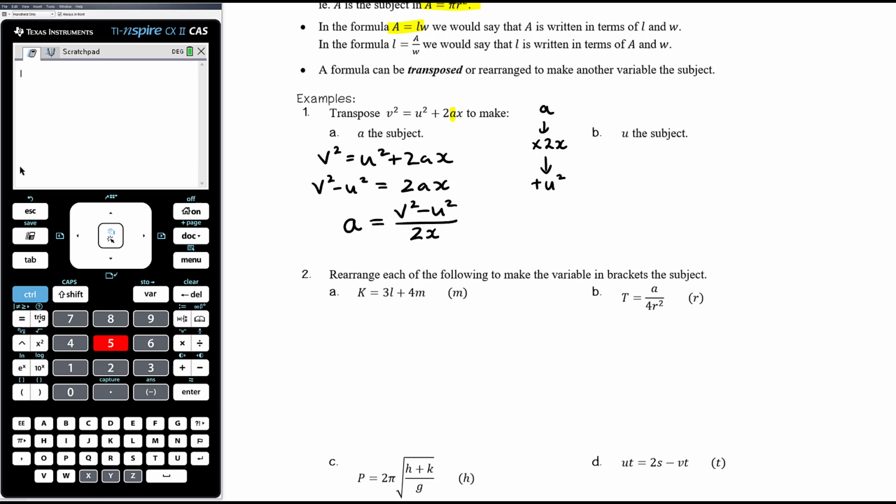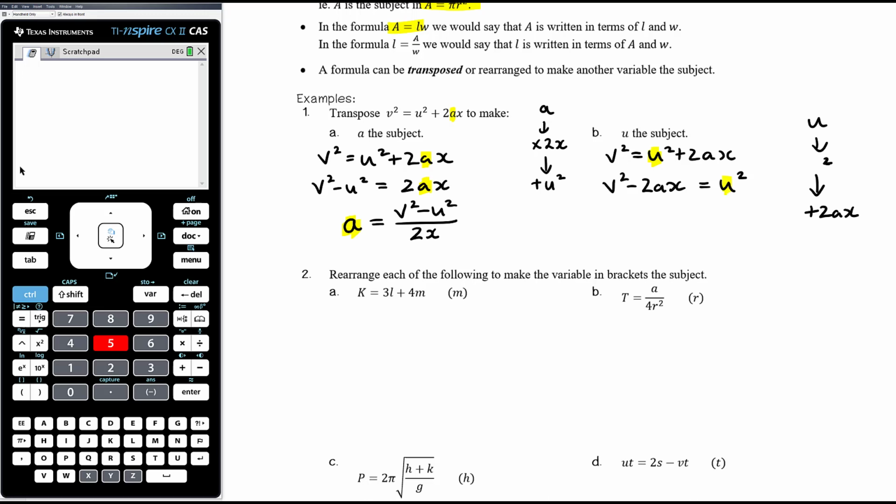If we want to take the same formula and make u the subject, so v squared equals u squared plus 2ax, okay, so this time here's the u, here we're making u the subject. So the first thing happening to u is that it's getting squared, so that's the last thing we want to undo. Then we're adding on 2ax. So that's the first thing we want to undo. We want to subtract 2ax from both sides. So we get v squared minus 2ax equals u squared.